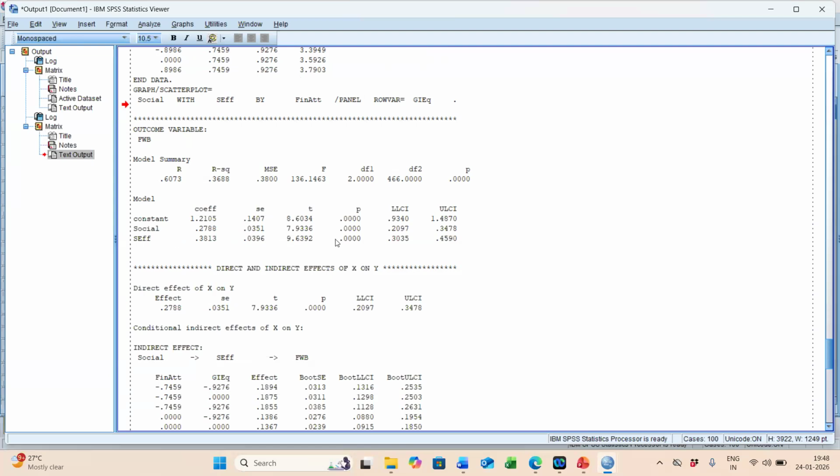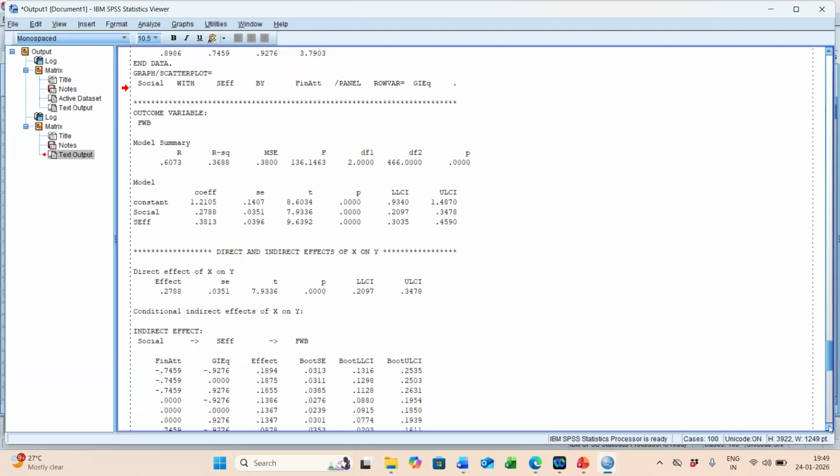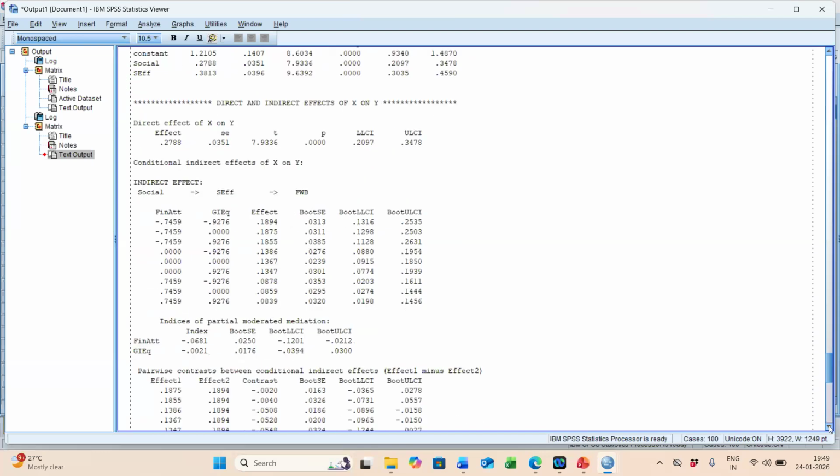Look at the p-values of socialization and self-efficacy, both are significant. And you can see the direct effect of X on Y. The direct effect of X on Y is 0.2788, and that effect is significant because the p-value is less than 0.05. Now we have to see the indirect effect. There are different combinations of indirect effects.